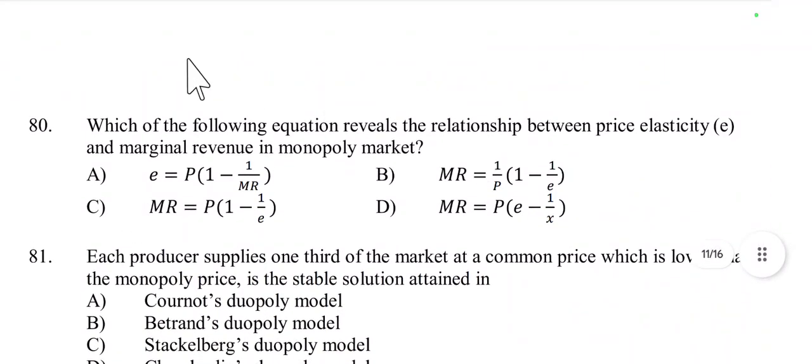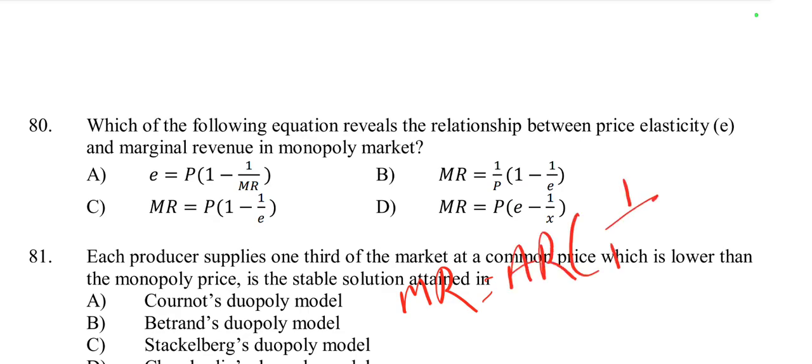Then today's last question: which of the following equations reveals the relationship between price elasticity and marginal revenue in a monopoly market? MR is equal to AR into 1 minus 1 by E. So MR is equal to P into 1 minus 1 by E. Yes, this is right. MR is equal to AR is equal to P.